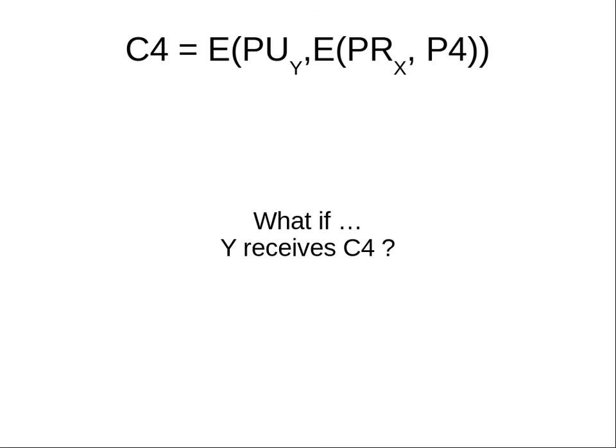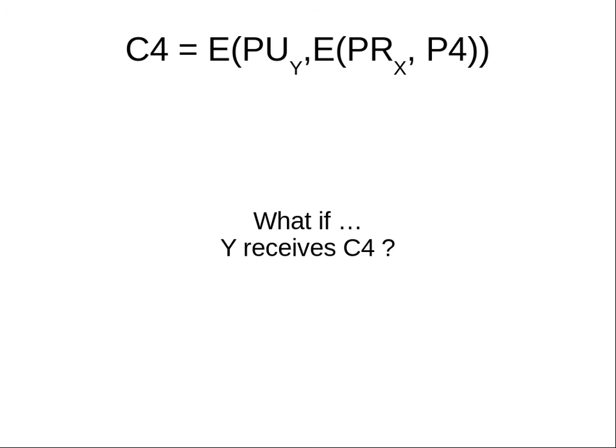That is, starting on the inner part, take our plain text message, P4, encrypt it with the private key of X. So let's say user X does this. Then the output of that, encrypt all of that with the public key of Y. And we get some ciphertext C4 and send it to Y. Y receives C4.